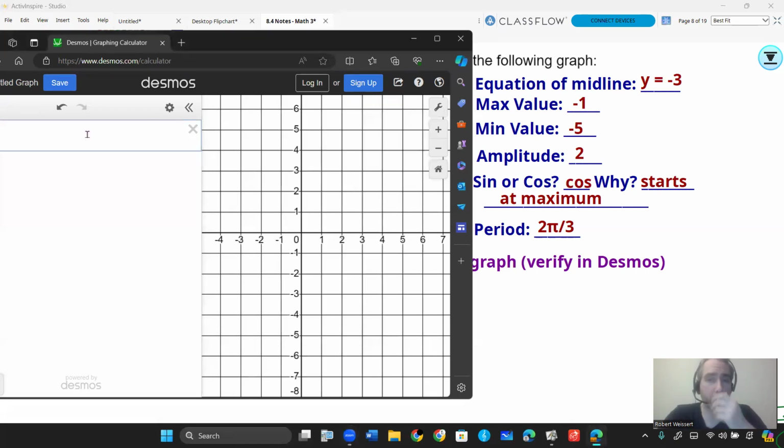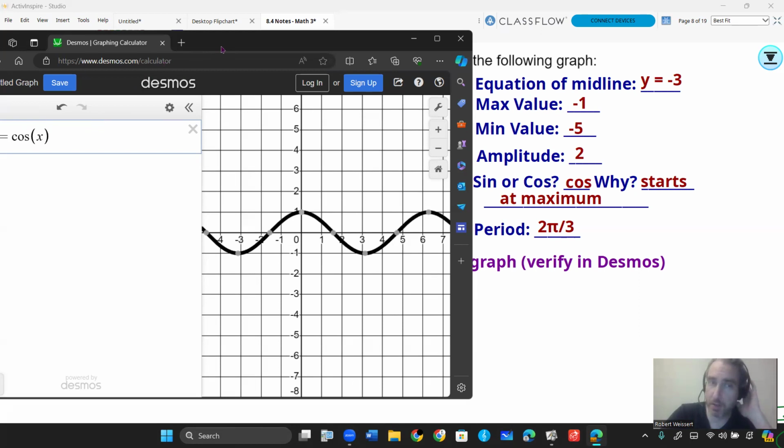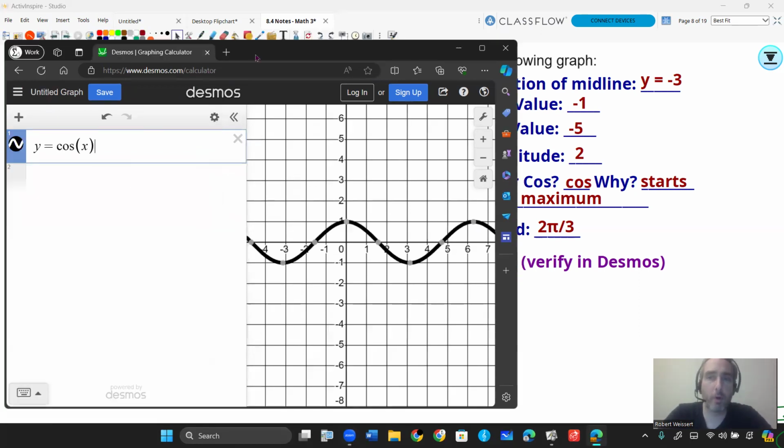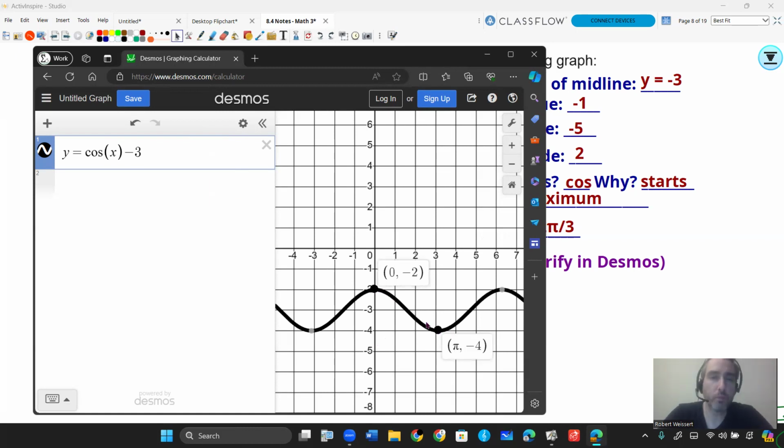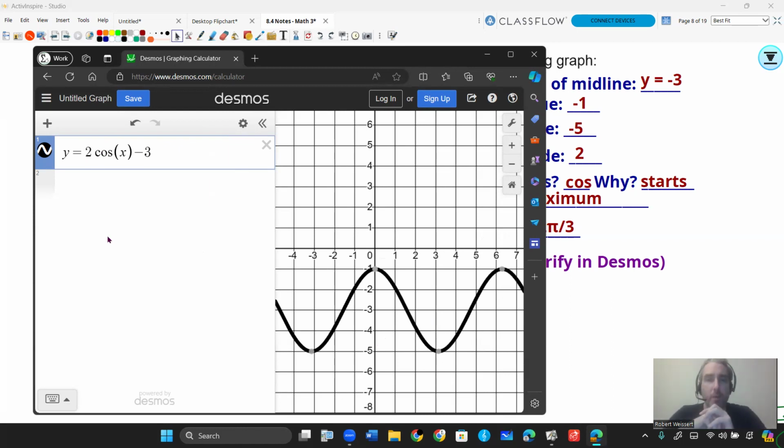The next thing you want to do is compare it to y equals cosine of x. This is going to be your default graph, and since cosine is the type of graph we're looking at, that's what we're going to compare it to. Let's remember what we wrote. Our midline was going to be at -3. If you do -3, notice that it shifted down to -3. But notice it only goes up to -2 and down to -4. So we're going to have to take that amplitude and stretch it a little bit. Since our amplitude was 2, we're going to put a 2 out there. Notice it got taller.